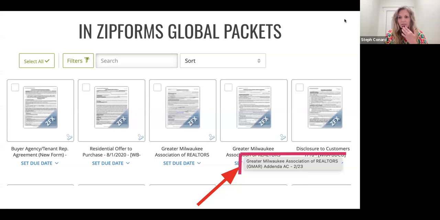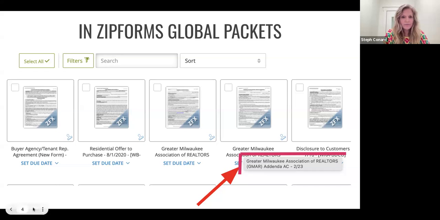Then to get into the tech piece of it, it is in the global packets. It's right next to the GMAR Addendum A. Here's the GMAR Addendum A in your global packet, and the AC is literally right next to it, and they look like the same document. If you hover, it will pop up for you so that you can read that this is the Addenda AC.